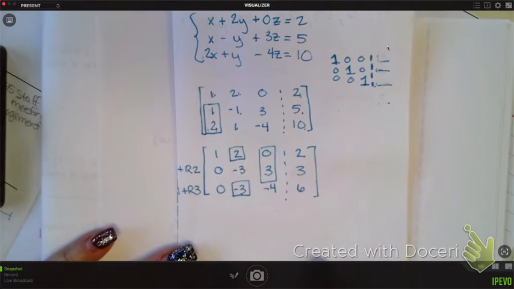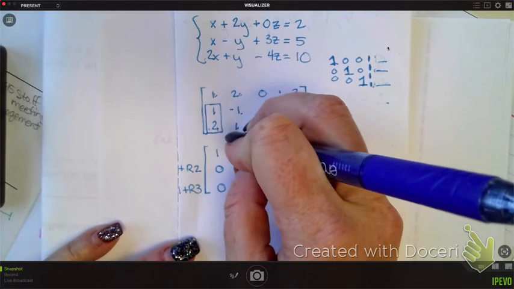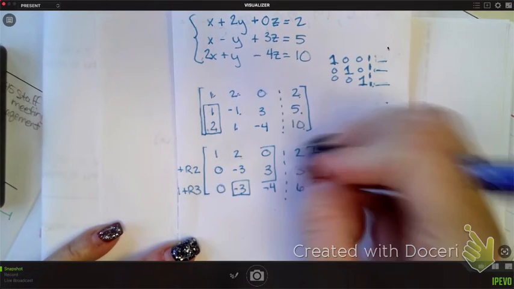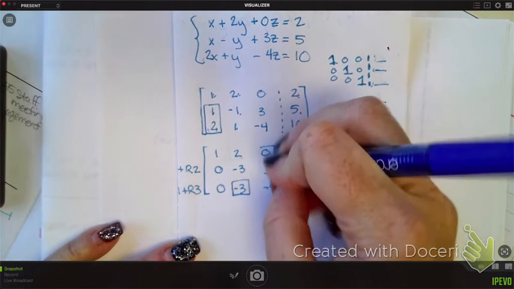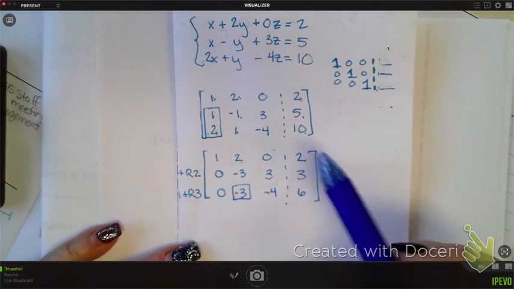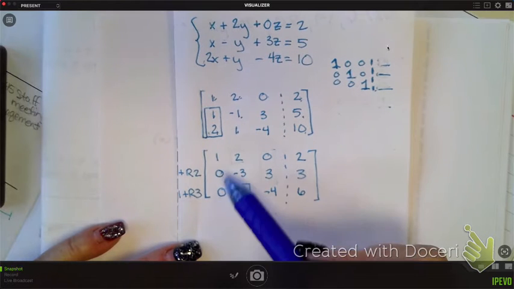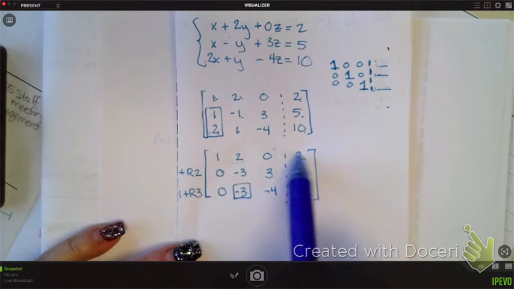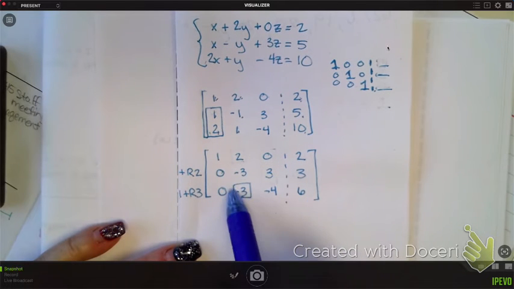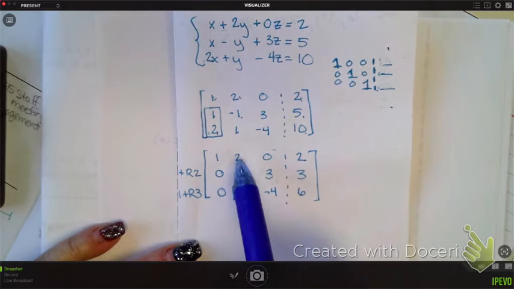Okay, so I'm going to erase my little boxes because that's not what we're working on. Okay, so we got here, we zeroed out the first column. When we zeroed out the first column, we used the first what? Row. First column, first row. Now we're going to move over to this -3. What column is -3 in? 2. So what row are we going to use?